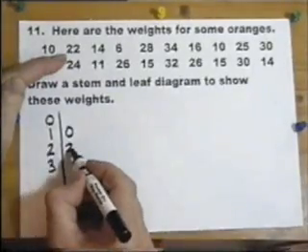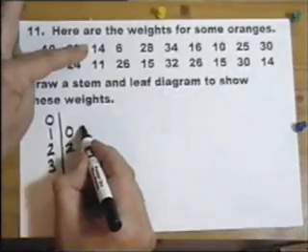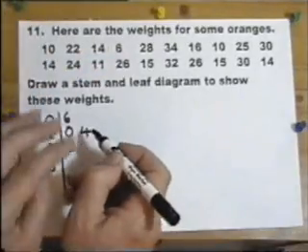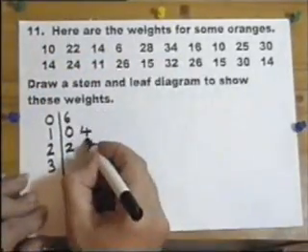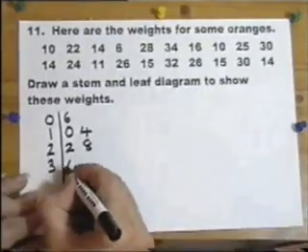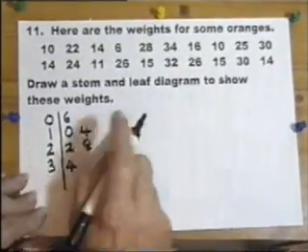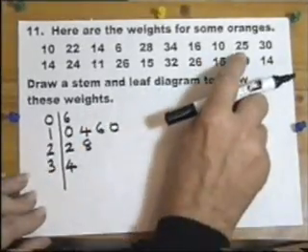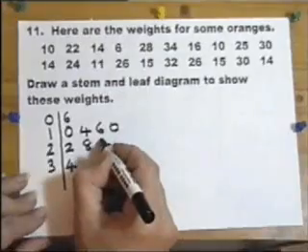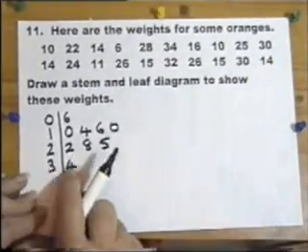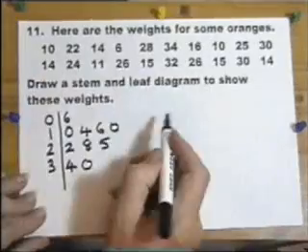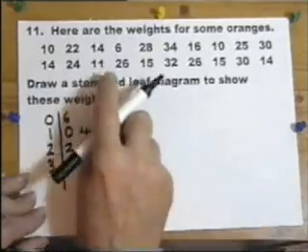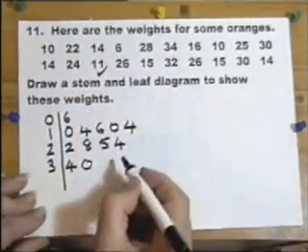the units column. 22. 14, 10 and 4. 6 is 0 and 6. 28 is 2 and 8. 34, 3 and 4. 16, 1 and 6. 10, 1 and 0. 25, 2 and 5. 30, 3 and 0. 14, 1 and 4. 24, 2 and 4. Be an idea to tick them so I don't miss any out.